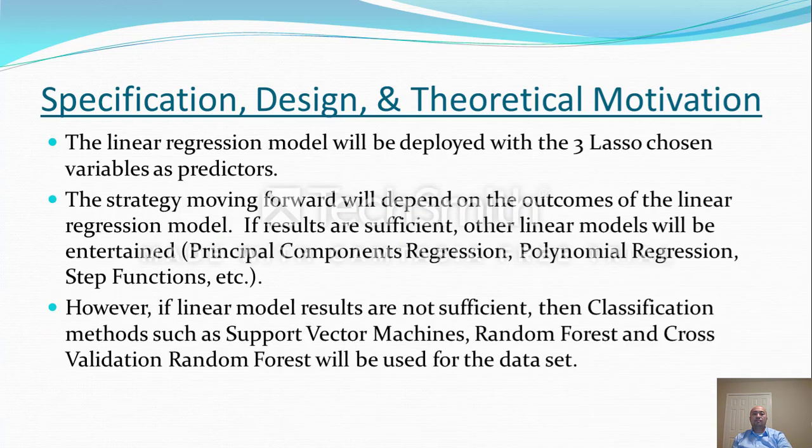The linear regression model will be deployed with the three lasso chosen variables as predictors. And the strategy moving forward will depend on the outcomes of the linear regression model. If results are good or sufficient, then other linear models will be entertained, such as principal component, polynomial, or step functions. However, if we are provided with insufficient results, then the classification methods, such as support vector or random forest, will be entertained.